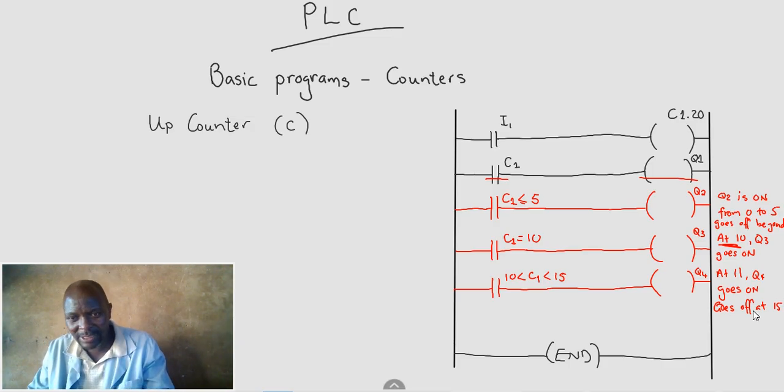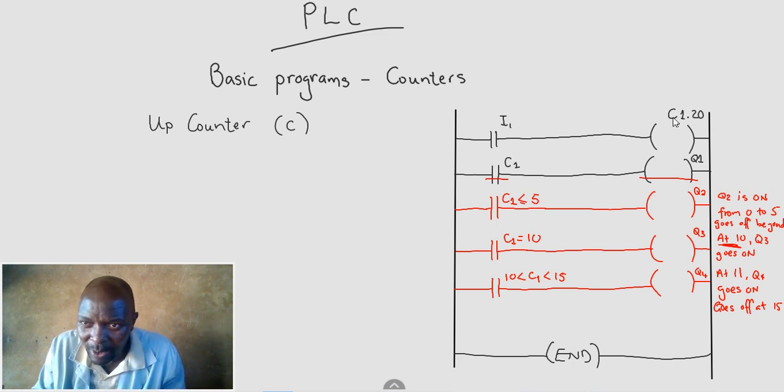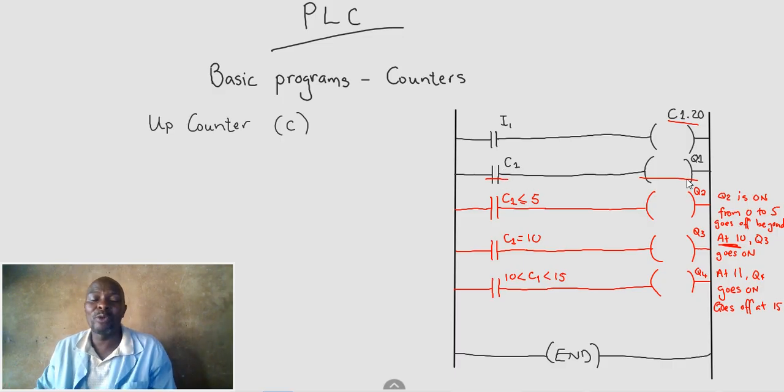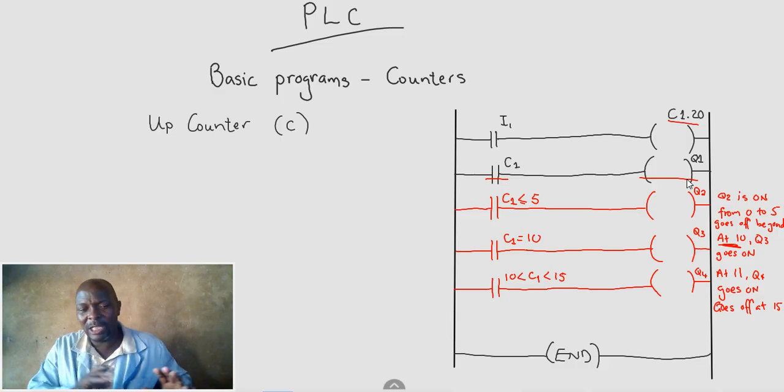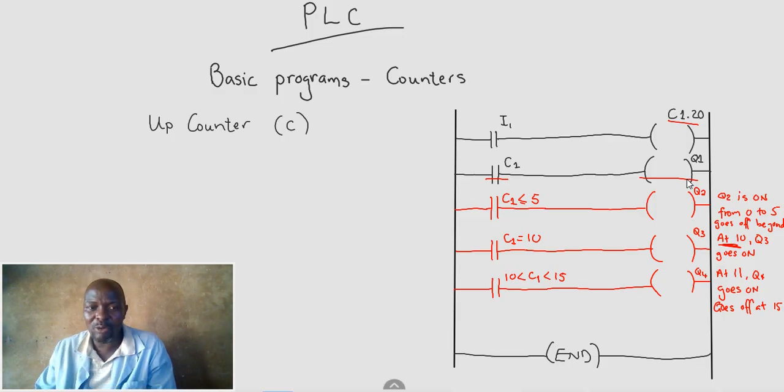No light is on. 16, 17, 18, 19, 20. Our counter has counted out. Therefore, our C1 closes and we have Q1 running. All right, so we know that we've counted 20. If it was supposed to be counting items that are supposed to be picked up, at that point, these items are picked up and they are put away. That is the up counter. I hope it was clear.